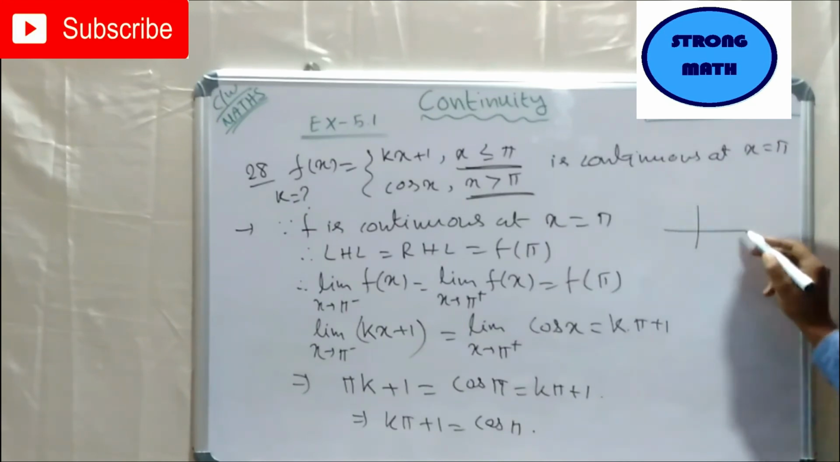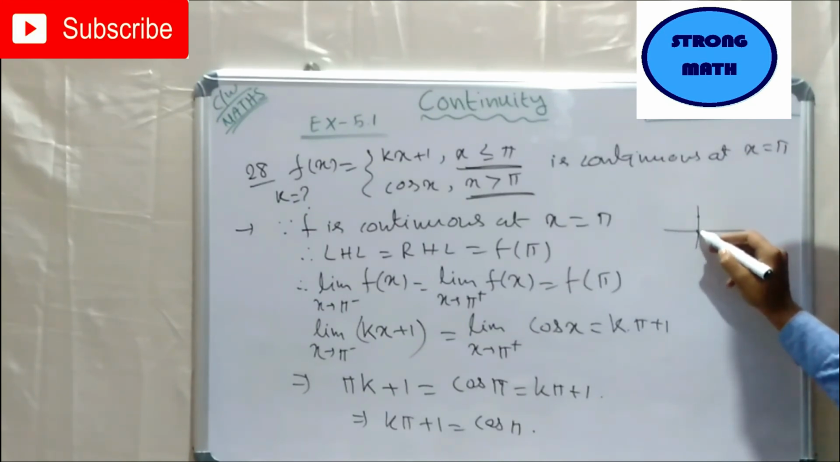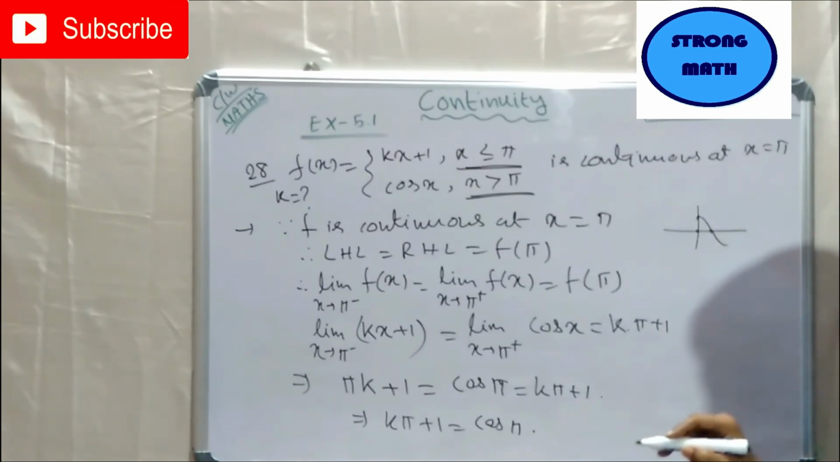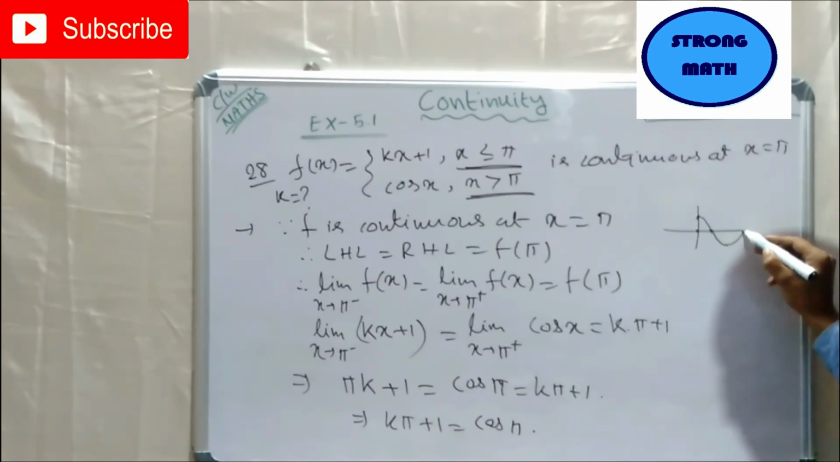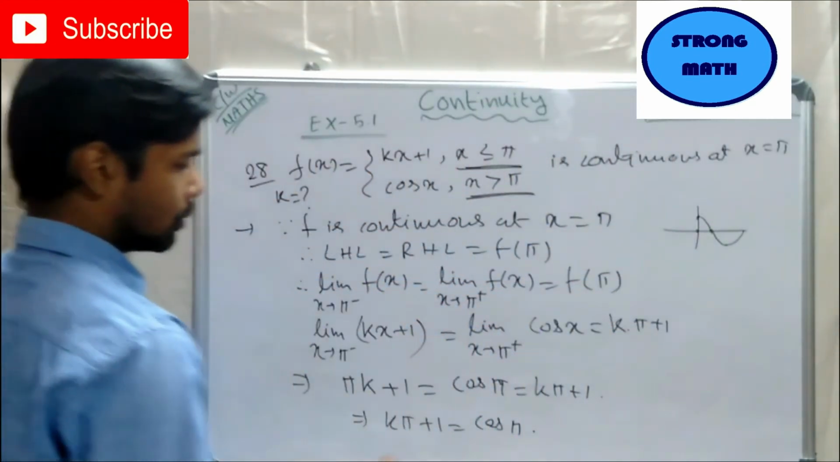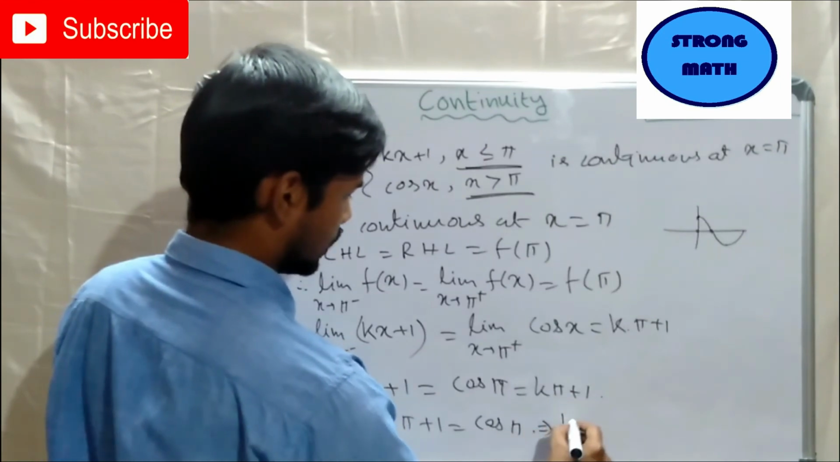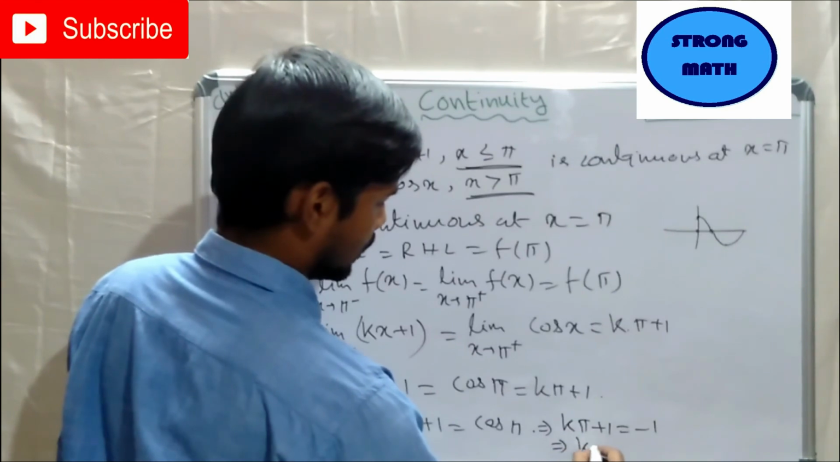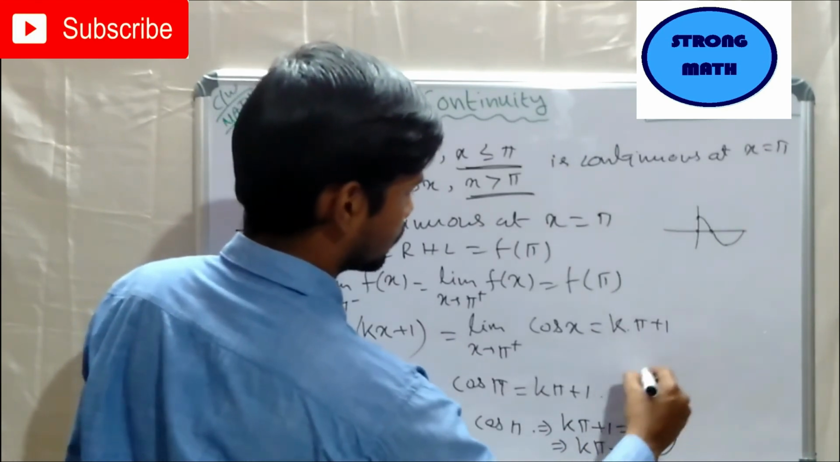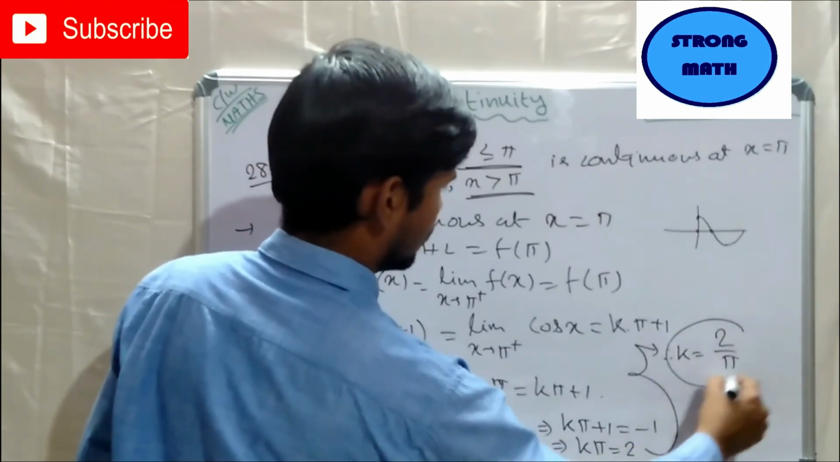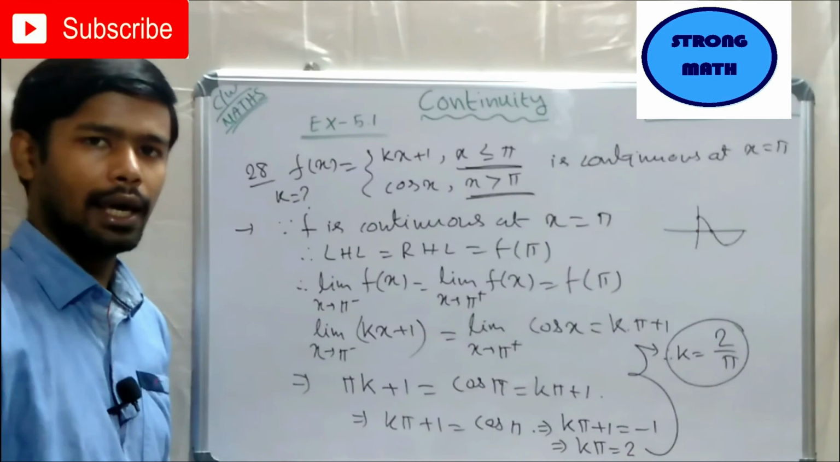Cos 0 is 1, right? Cos pi by 2 is 0, right? Cos pi is minus 1, cos 3 pi by 2 is again 0. Okay, so cos pi is minus 1, so k pi plus 1 equals minus 1. This implies k pi equals 2, therefore k equals 2 by pi. This is the required value of k.